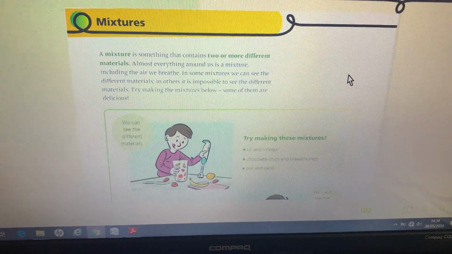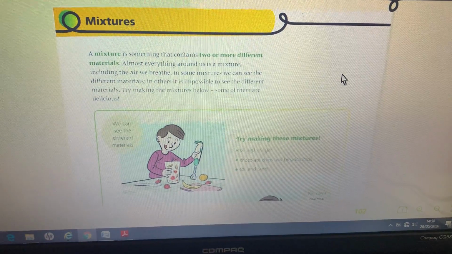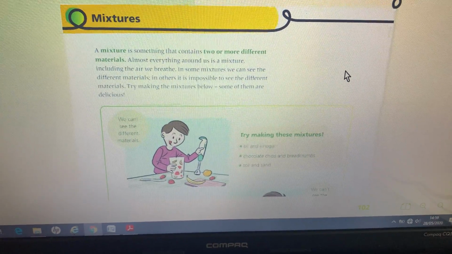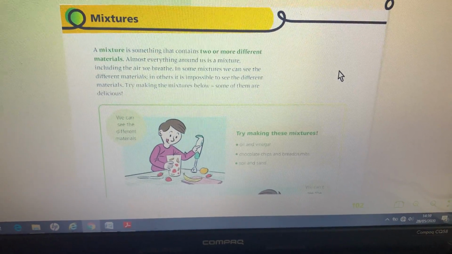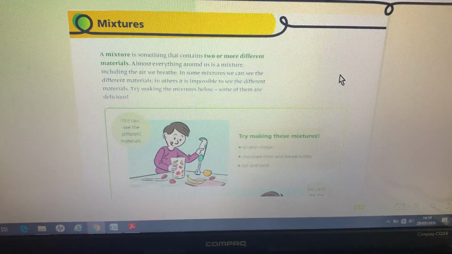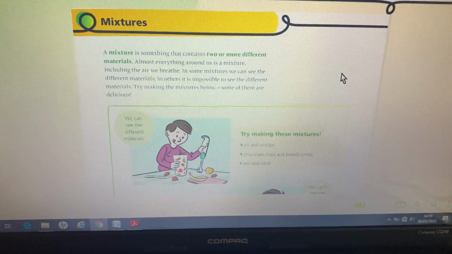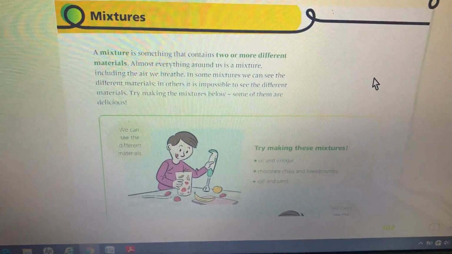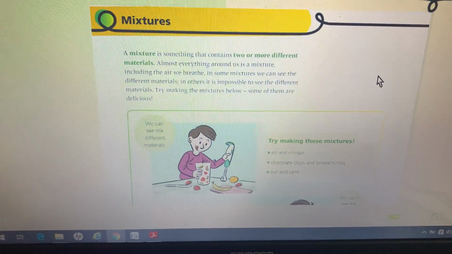Mixtures. A mixture is something that contains two or more different materials. It means that a mixture is when we mix, for instance, when you want to do a milkshake and you mix chocolate and syrup and milk, this is a mixture. Or when you mix vegetables with olive oil, this is another mixture because it's made up of two or more different materials.